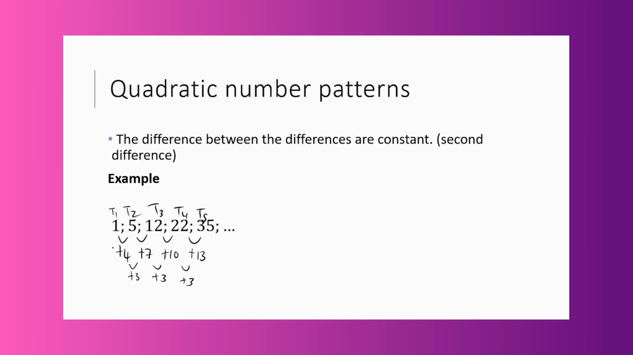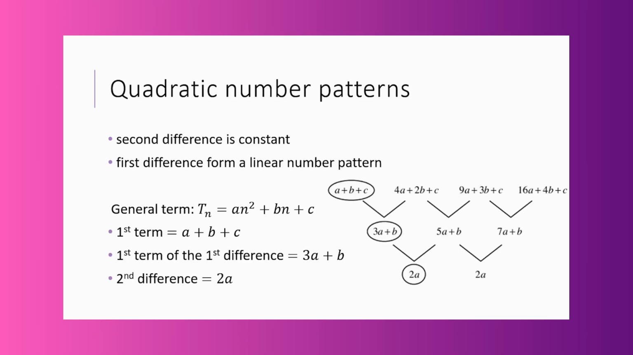If you just had this as your number pattern, you would have said the constant difference is 3, right? So, because that doesn't happen in your first difference, this is your first, but it actually happens in your second difference, that's what makes this quadratic. The second difference is constant. And then we can get into the nitty-gritty of where it comes from. You don't have to know this whole table. What you need to know is the circled parts. I just said here your second difference is constant and your first difference forms a linear number pattern.